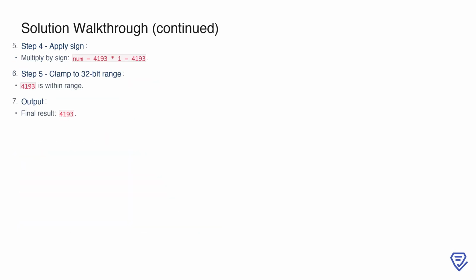In step 4, we apply the sign. Since the sign is 1, the value of number remains 4193. In step 5, we check whether 4193 falls within the 32-bit signed integer range. The number is within range, so no adjustments are necessary. The function then outputs the final result, which is 4193.